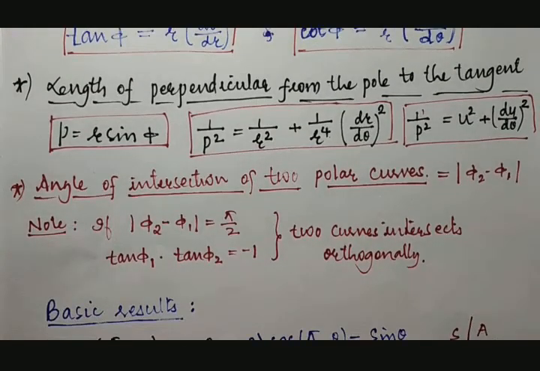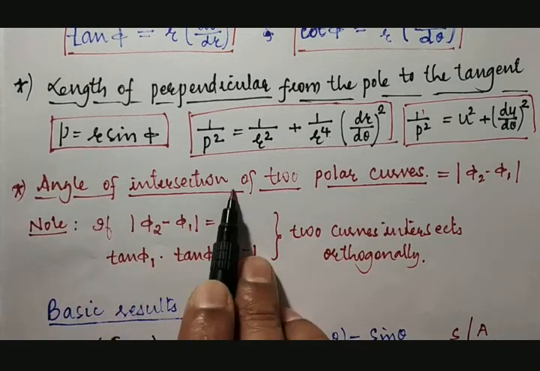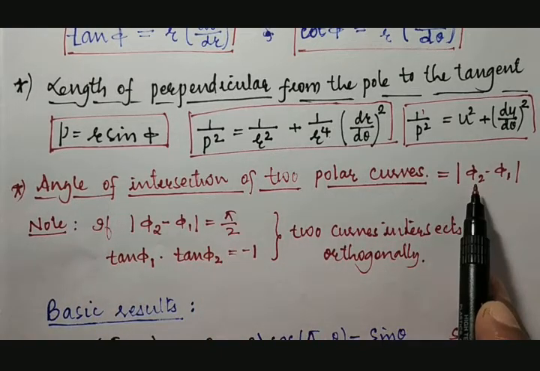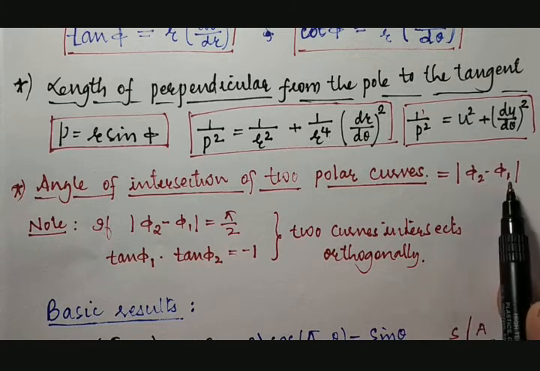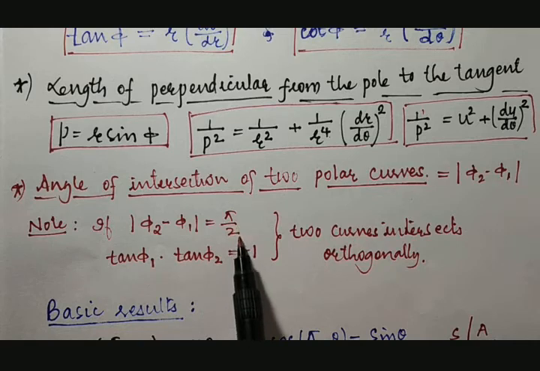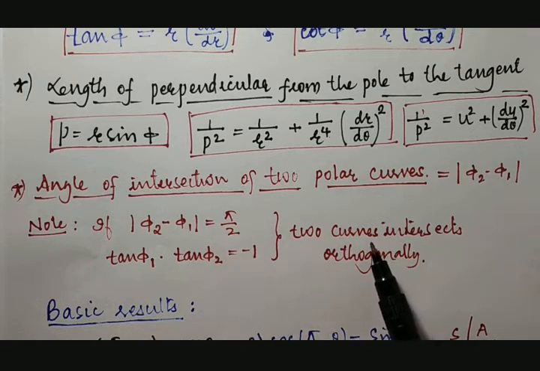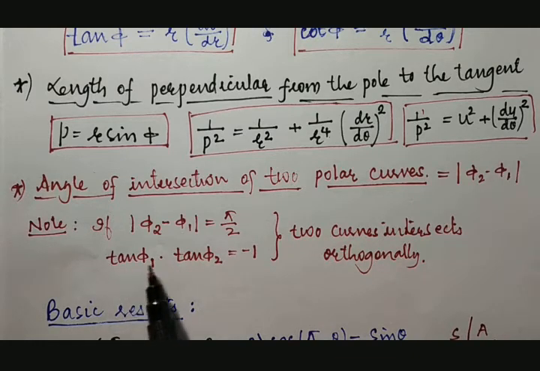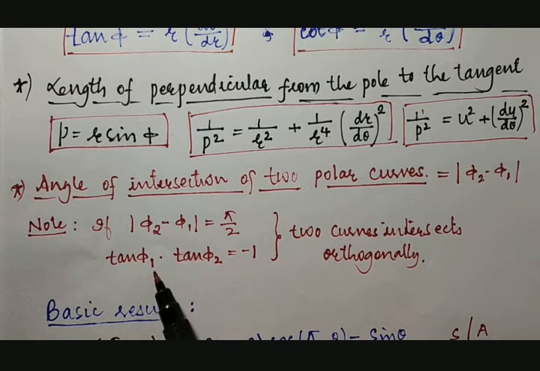Fine. Then after that, we discussed angle of intersection of two polar curves, which is nothing but modulus of phi 2 minus phi 1. Here, if that angle is equal to 90 degree, then we can call the curve intersects orthogonally. Or, if we got tan phi 1 into tan phi 2, which is equal to minus 1. Okay, means the tangent of that first curve and second curve, if you take the product of the two, that is equal to minus 1. Then also we can call it as orthogonal.